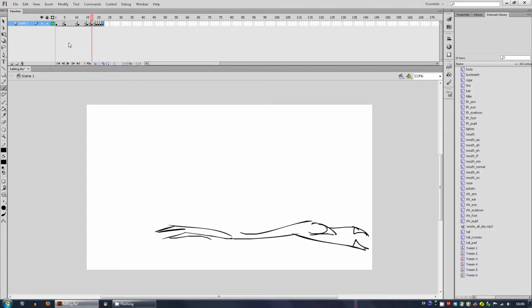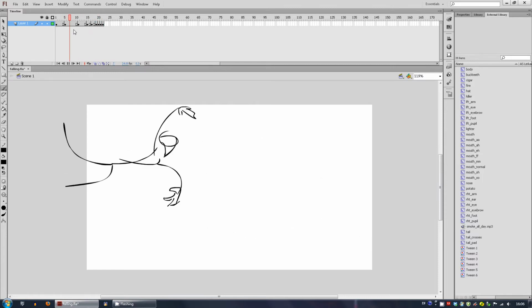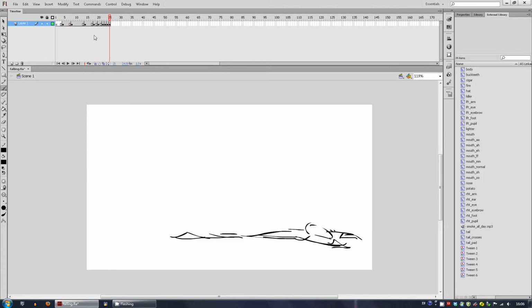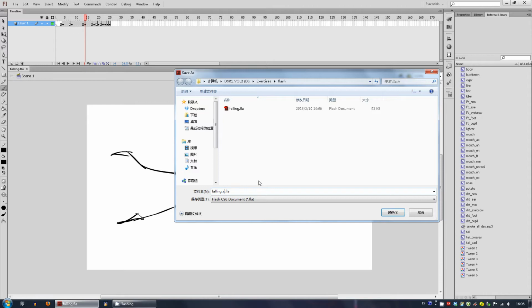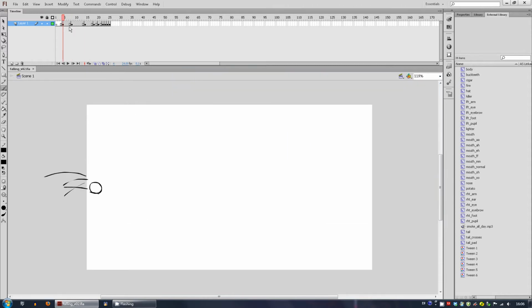Now anyways, this is okay. What I just did was pose out the thing pose to pose, and here's what it looks like, I guess. So obviously it's a guy falling to his death. I mean, what's better than cartoon violence, right?